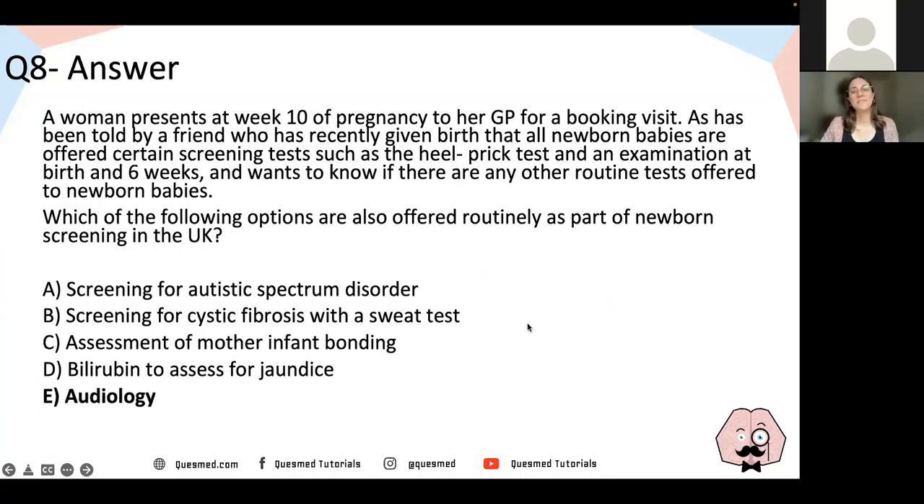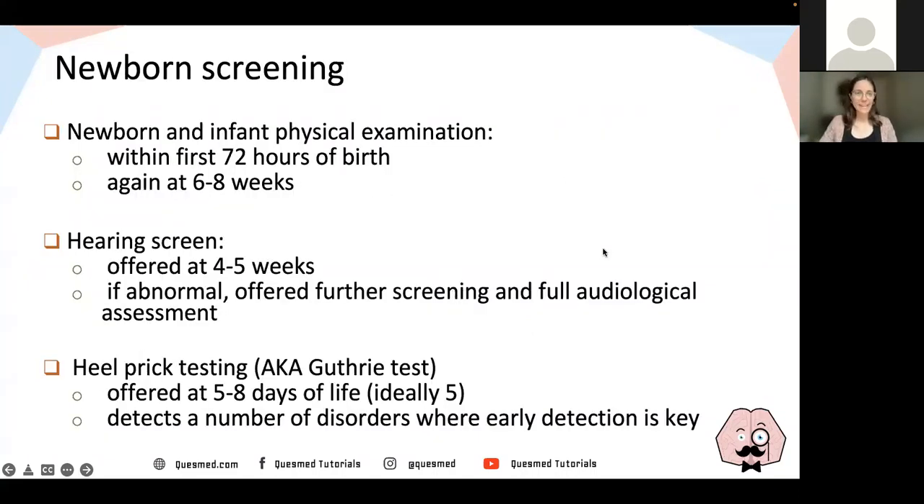Yes, well done. Absolutely. So audiology screening is the other top one, together with the heel prick test. Now, let's talk a little bit about newborn screening. We mentioned the physical examination, which counts as screening, at 72 hours and 6 to 8 weeks. The other top two are hearing screening.